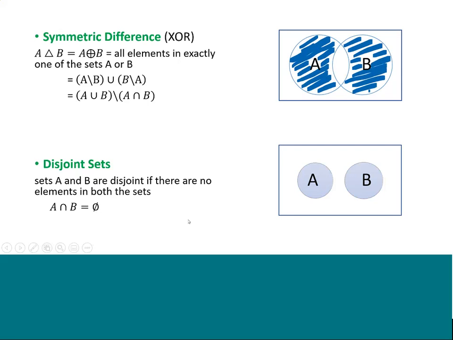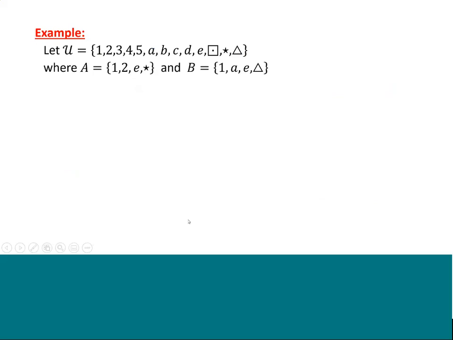Let us look at an example here. So I went ahead and threw in some funky symbols for this one. For our universal set, I said let's use the integers 1 through 5, the letters A through E, and throw in some funky symbols of this square with a dot in the middle, a star, and a triangle, just because. We then go ahead and say that set A is the set 1, 2, E, and star. Set B is 1, A, E, and triangle. Again, just pulled some random guys from the universal set.